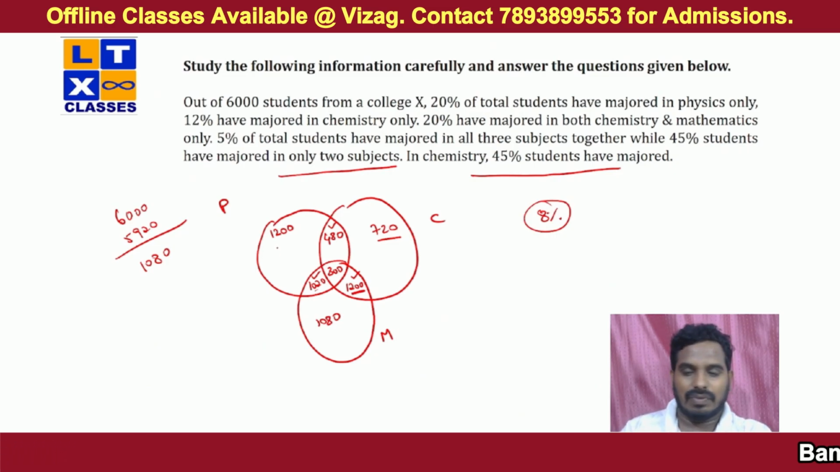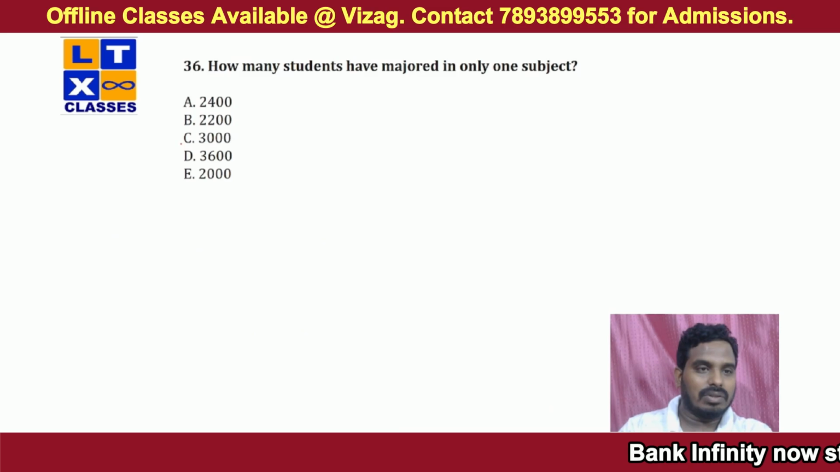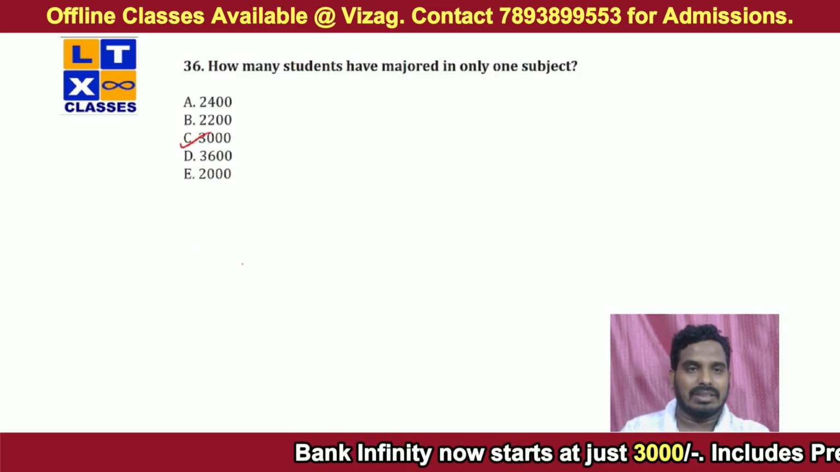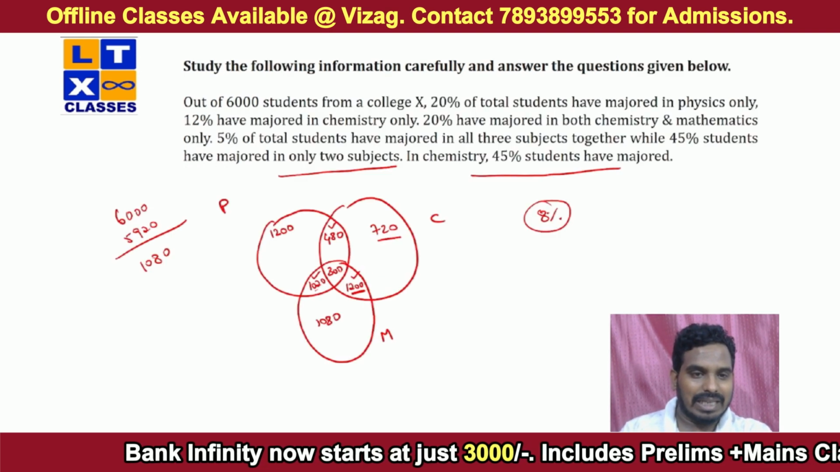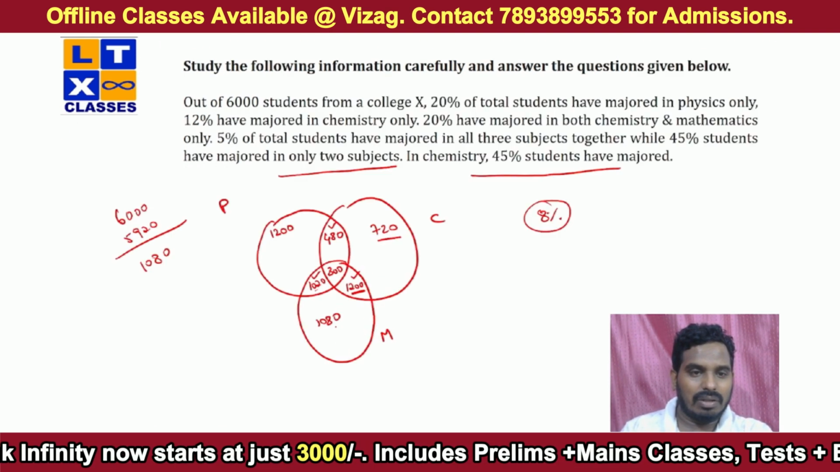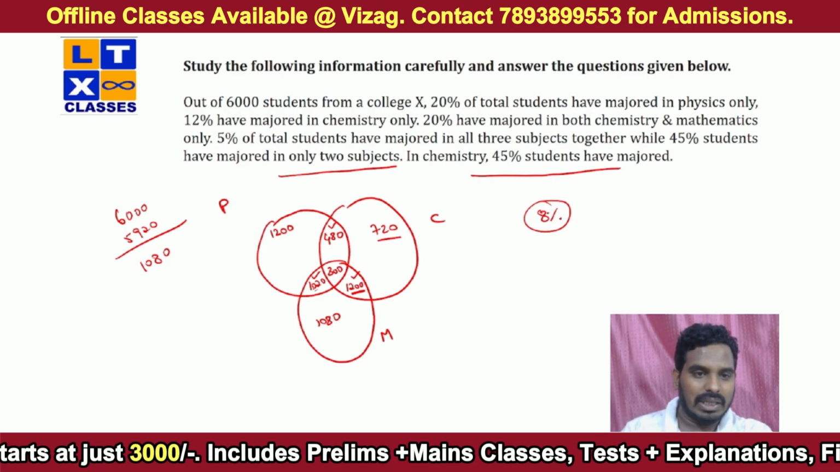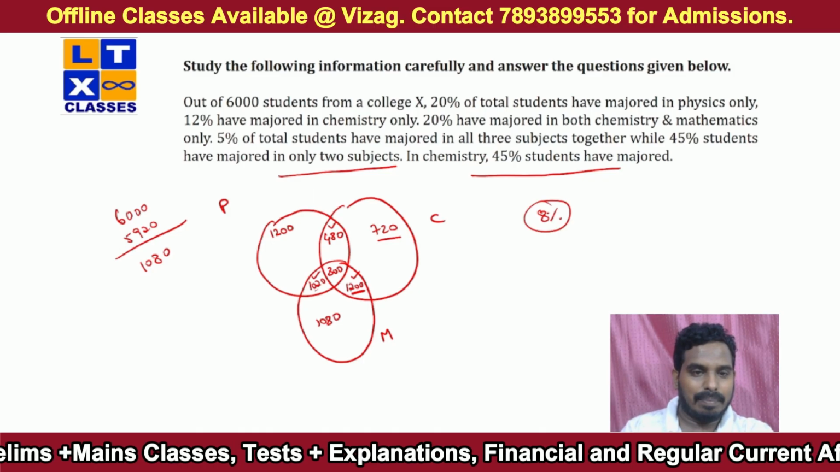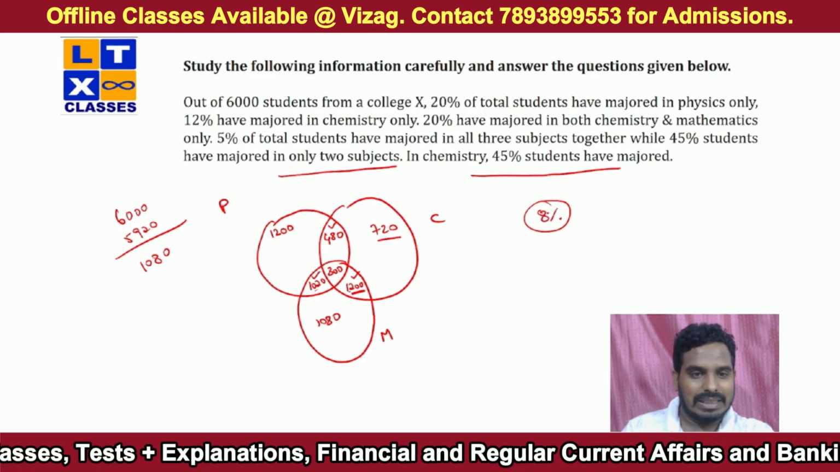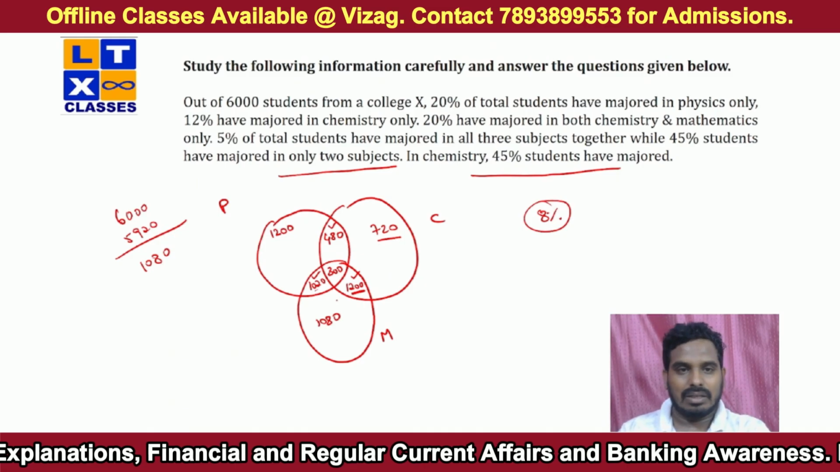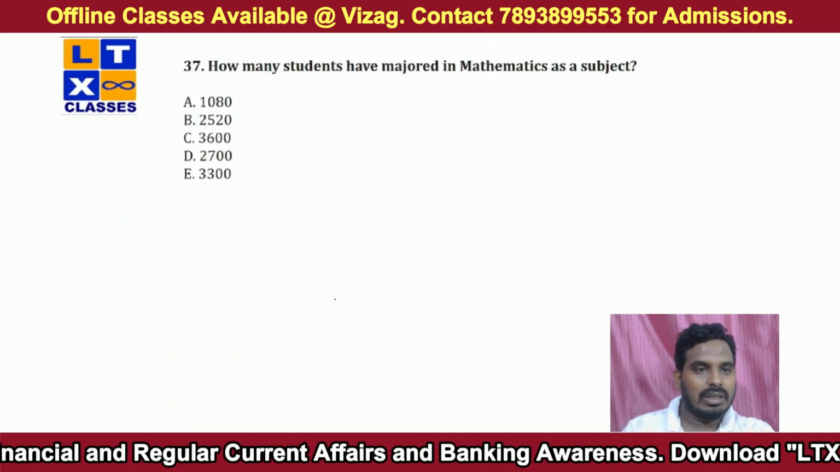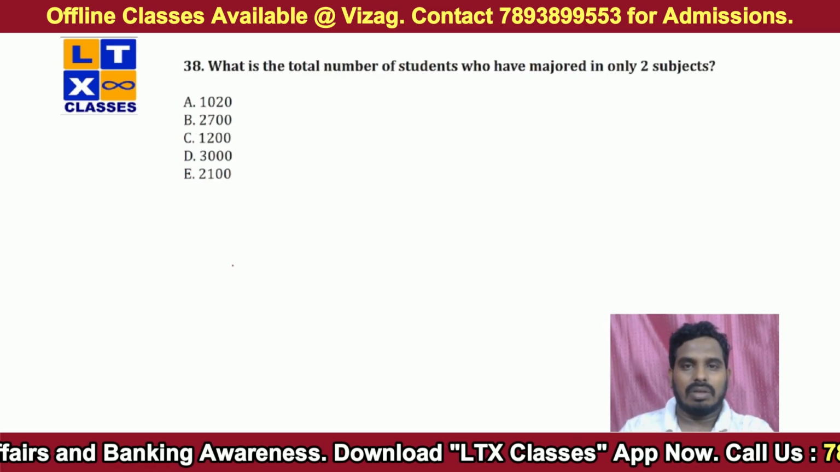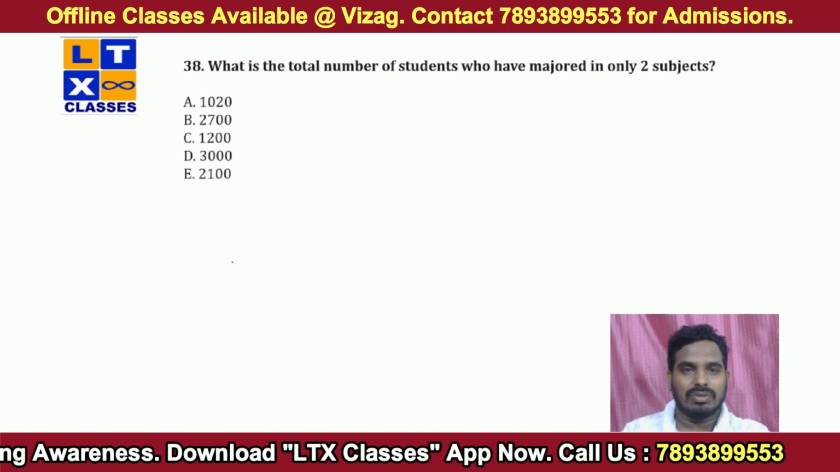720 plus 1080 plus 1200 is 3000, right? 3000. Good. Now, how many students have majored in mathematics as a subject? That means all the students in mathematics. 1080 plus 1020 is 2100, plus 1200 is 3300, plus 300, 3300, right? 3300.